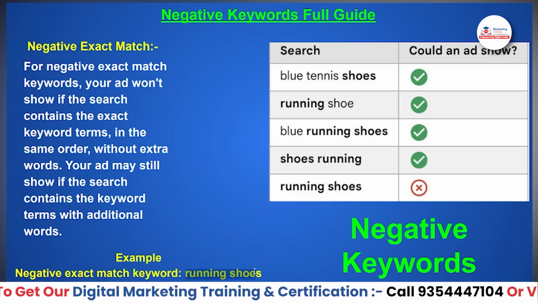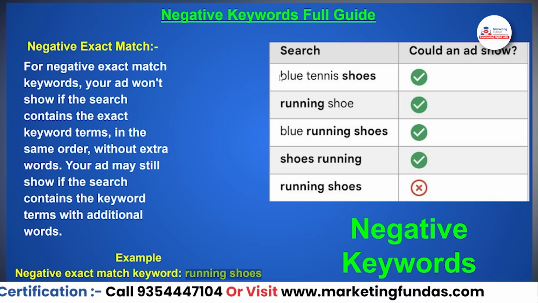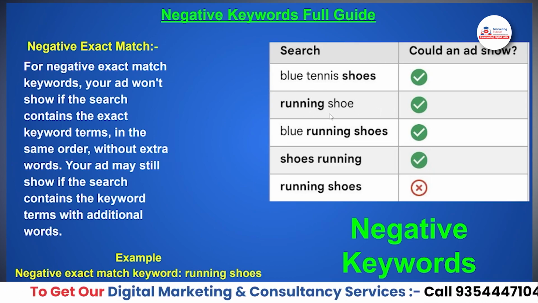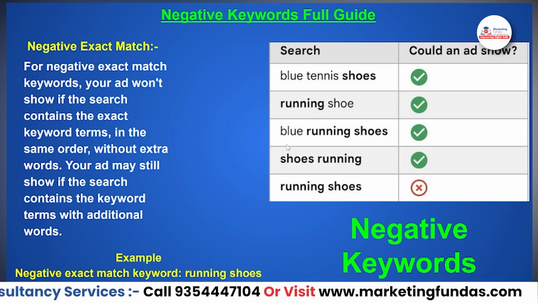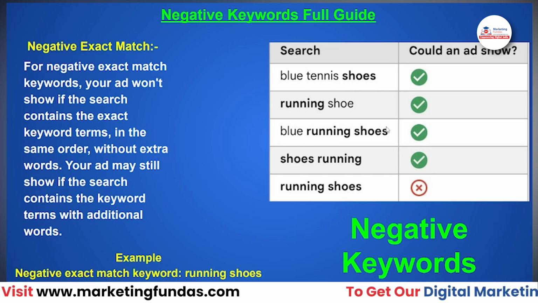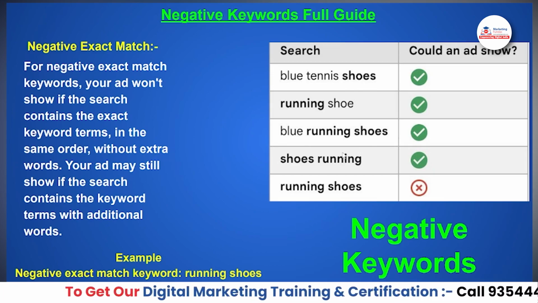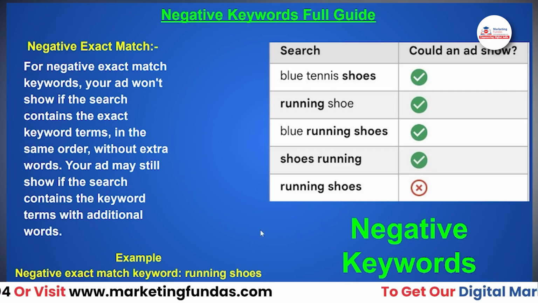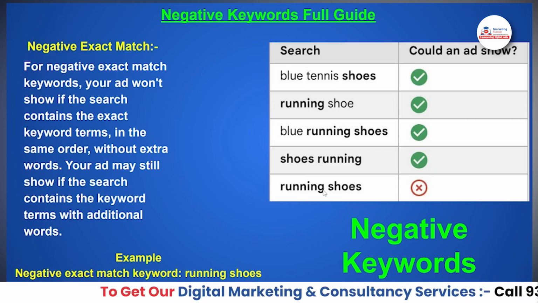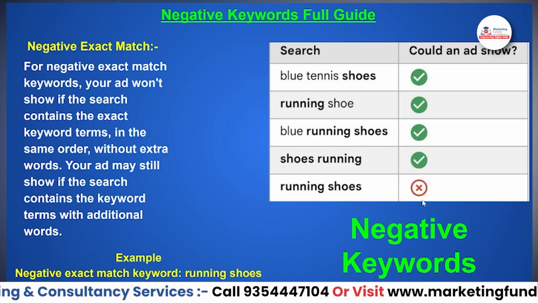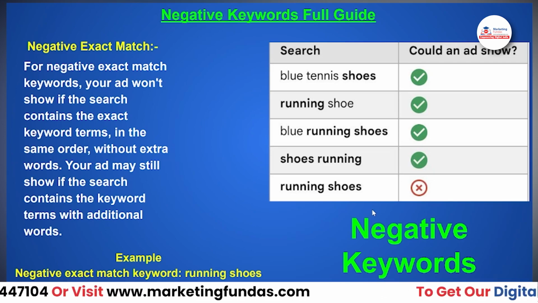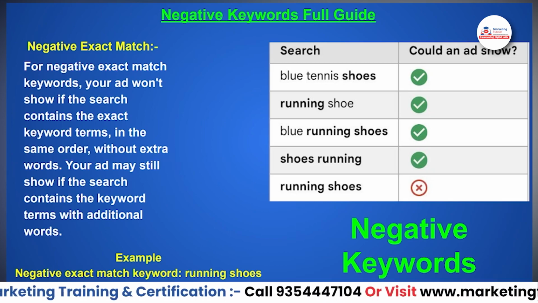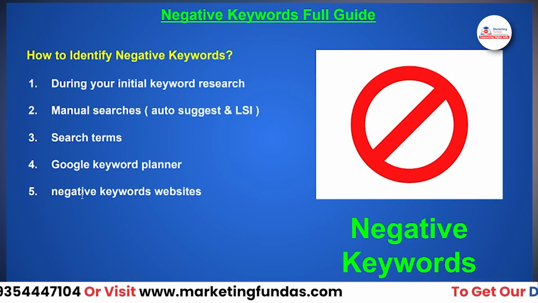For example, again you have chosen the same keyword which is "running shoes", and if the person searches "blue tennis shoes", your ad will be shown. "Running shoe", again your ad will be shown. "Blue running shoes", here the word blue is added, that's why it's not an exact match, so your ad will be shown again. "Shoes running", obviously here your ad won't be shown because it is an exact match, right? You have added "running shoes" and the audience has searched exactly "running shoes". That's why your ad won't show here. So that's how these three negative keyword match types work. The first one is broad match, then phrase, then exact. I hope you understood.